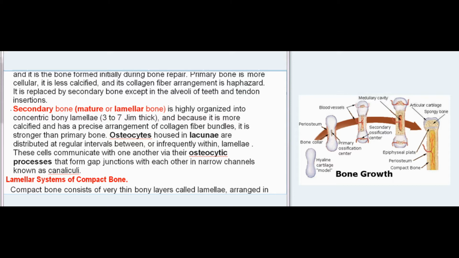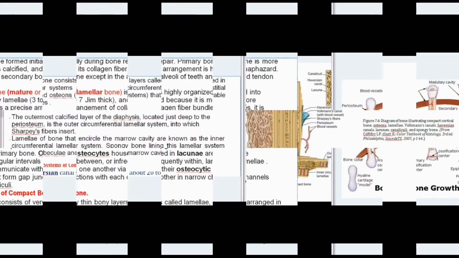Secondary bone, mature or lamellar bone, is highly organized into concentric bony lamellae, 3 to 7 µm thick, and because it is more calcified and has a precise arrangement of collagen fiber bundles, it is stronger than primary bone. Osteocytes housed in lacunae are distributed at regular intervals between, or infrequently within, lamellae. These cells communicate with one another via their osteocytic processes that form gap junctions with each other in narrow channels known as canaliculi.